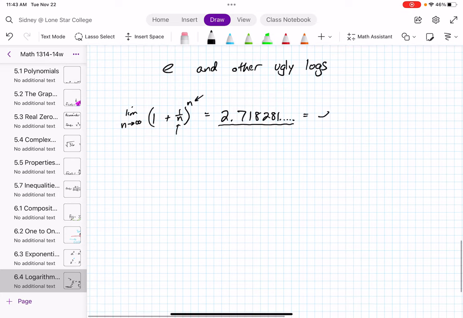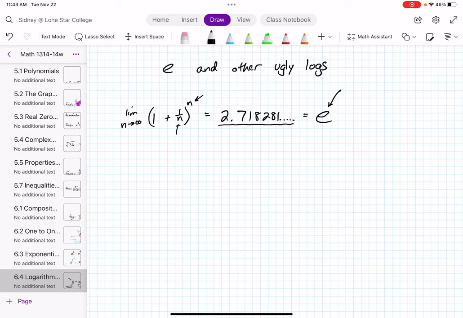Mathematicians use the symbol e to represent this constant. A little bit less than 3, ugly number. Now, what you have to know is all e is, is a number. It's just a number. An ugly number, but it's just a number.